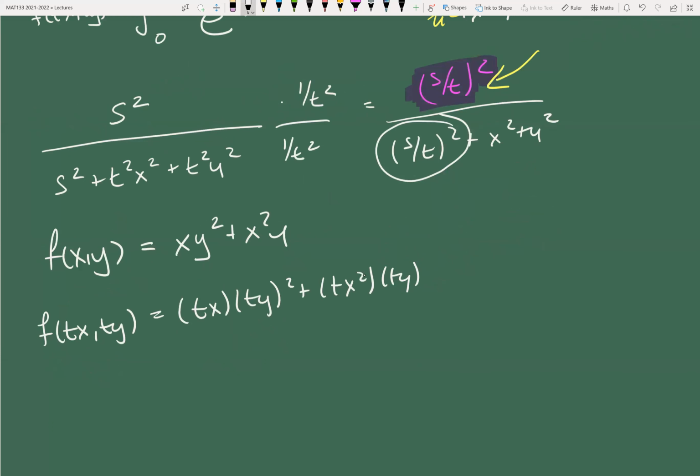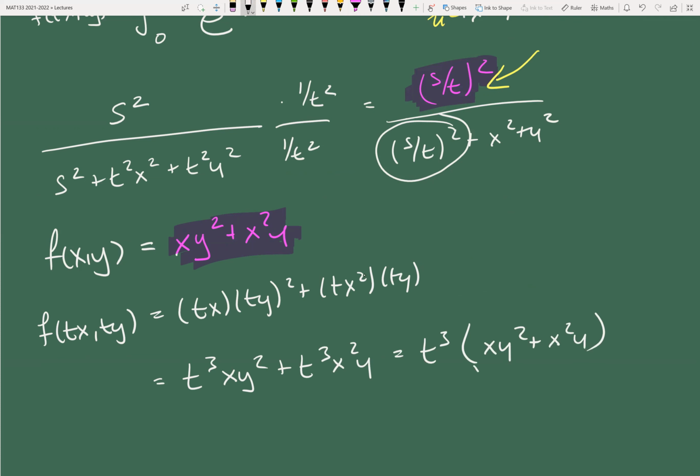Now, to show that this function is homogeneous, what I need to be able to do is pull out all of the t's and have the thing left over look like the original function with no t's in it. Exactly. You take out the t's, you just get back f of xy. When I do this, I get t cubed xy squared plus t cubed x squared y, which is t cubed times xy squared plus x squared y. I've now returned back to f of xy without any t's in it. This is your goal. This is what you're trying to do when you show that something is homogeneous.